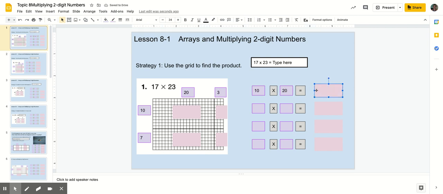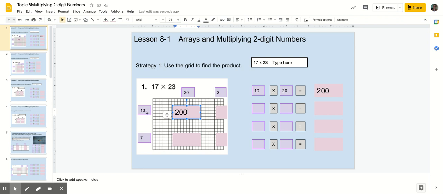So 2 times 1 is my basic fact, and that's 2. And then I'm going to plug in my 2 zeros. Then I'm going to take that partial product and I'm going to put it right in that grid. 10 times 20 is 200.